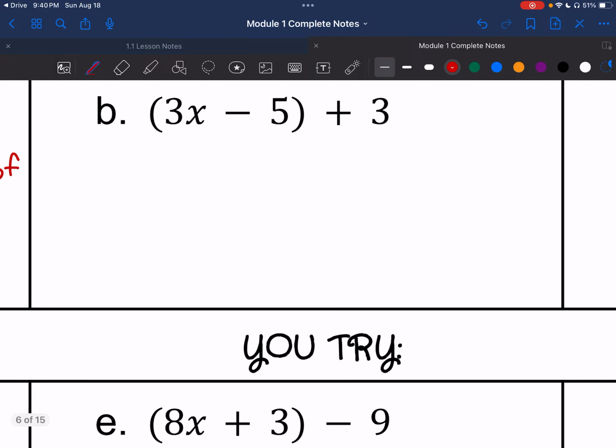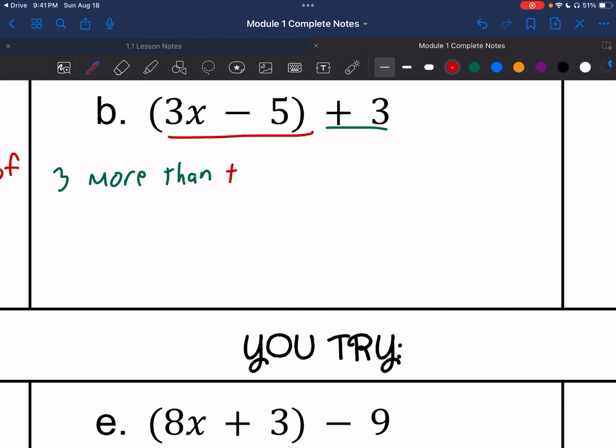All right, now we're going to look at letter B. We have parentheses 3x minus 5 plus 3. So how do we say this? The plus 3, we can say 3 more than, because we're adding 3. So 3 more than, and now we need to deal with the parentheses part.